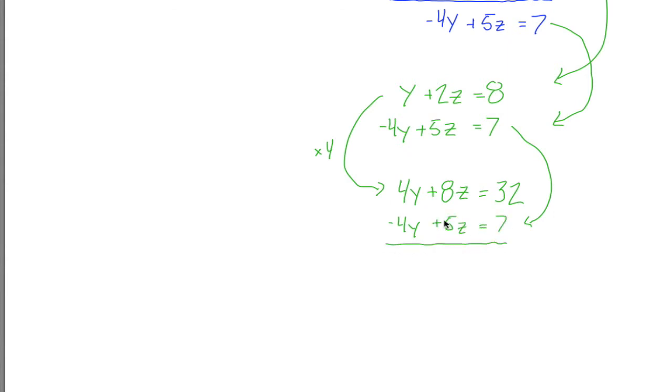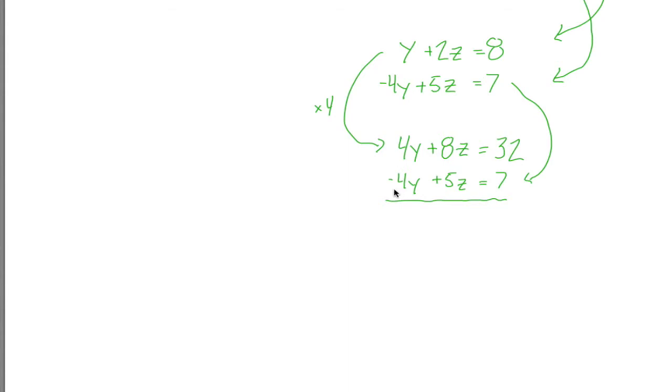And note that what I've done is I've made it so that when I add these equations together, my y's will cancel out. 4y plus negative 4y is 0. 8z and 5z is 13z. And 32 and 7 is 39. 13z equals 39. If I divide both sides of the equation by 13, I get that z is equal to 3.